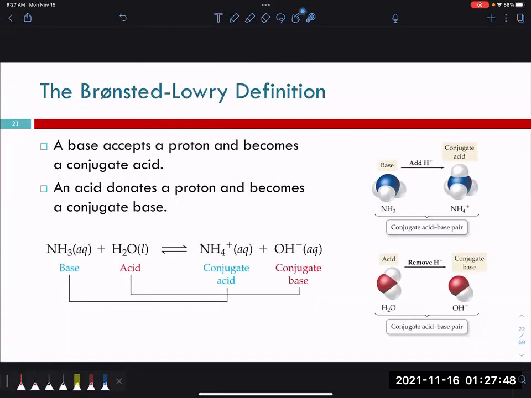So a base accepts a proton and becomes a conjugate acid. An acid donates a proton and becomes a conjugate base. Here we flipped that reaction from a couple slides ago. Now we have NH3 as our base, and NH4 plus is the conjugate acid. The conjugate acid and the conjugate base are always going to be on the product side. Our acid and base will always be reactants.